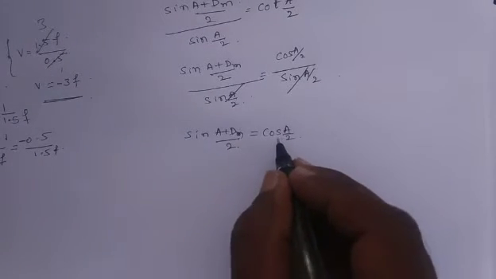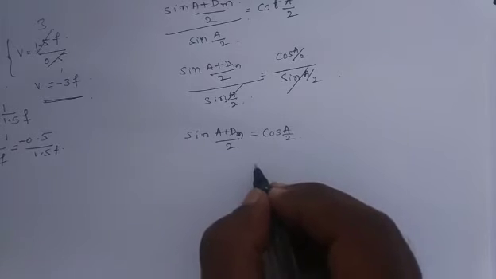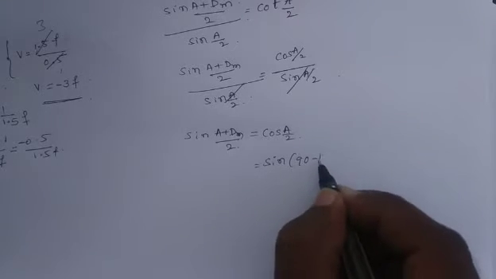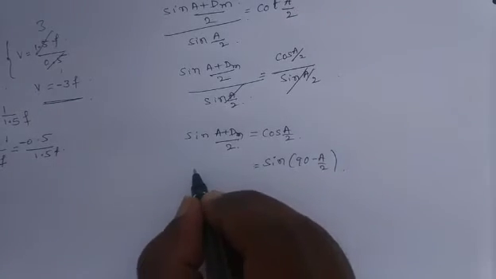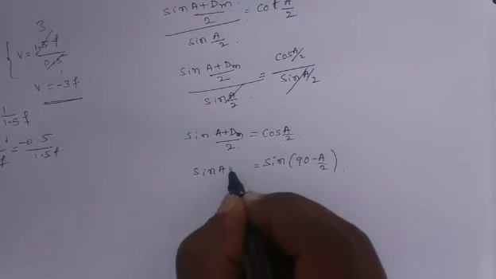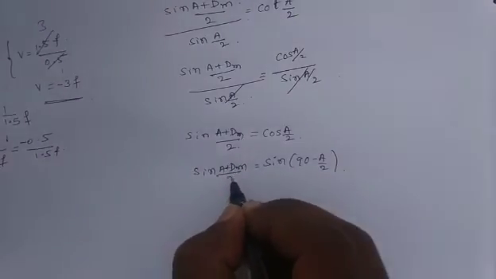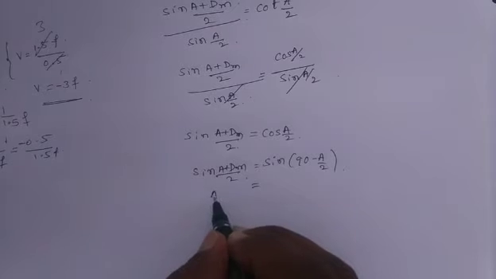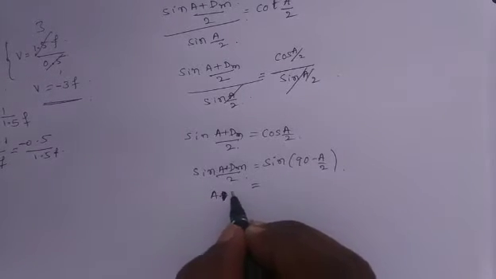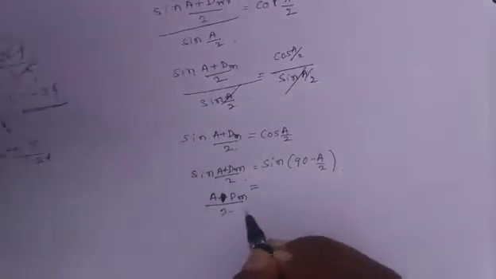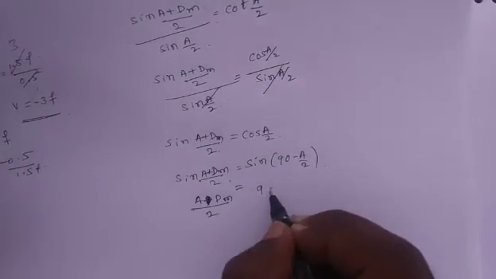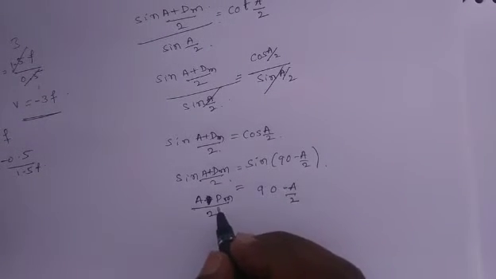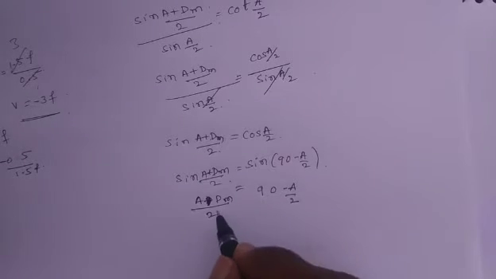So this cos A by 2 is converted to sine. So that's sine of 90 minus A by 2, and here sine of A plus minimum angle of deviation divided by 2. Both sides have sines. So here we consider that A plus minimum angle of deviation divided by 2 is equal to 90 minus A by 2. The 2s get cancelled.